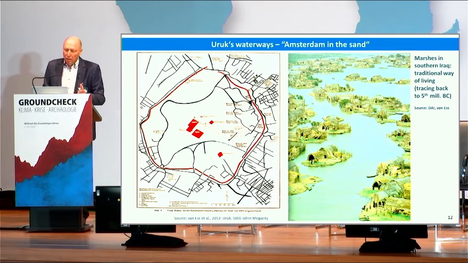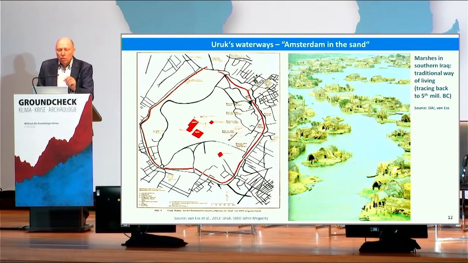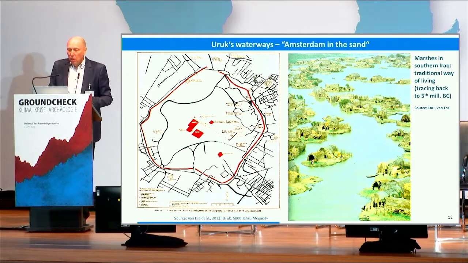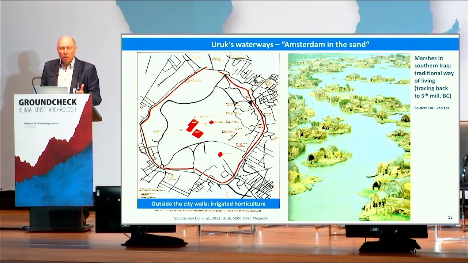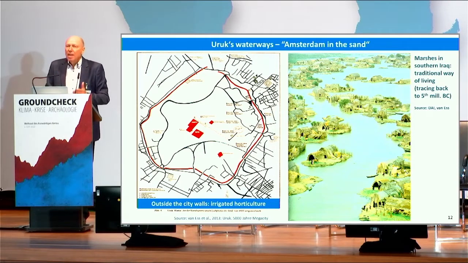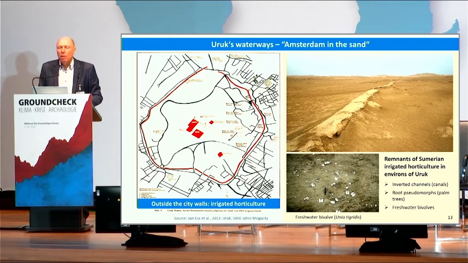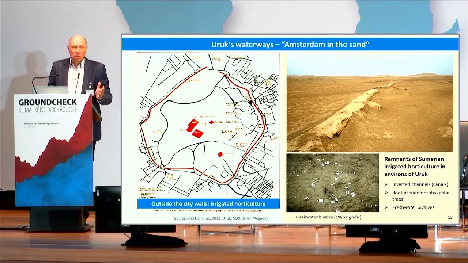You see again on the other side, on the left side, you see the city wall, and outside you see gardens, and they are watered. So when we look at it today, it was at that time with the Sumerians an excellent irrigated horticulture, you can say. Now, when we look at it today, it's a desert, it's nothing.